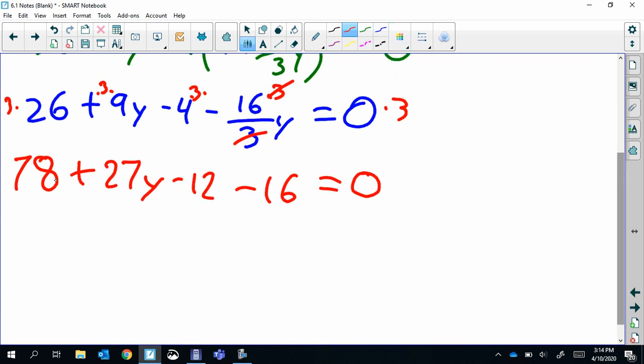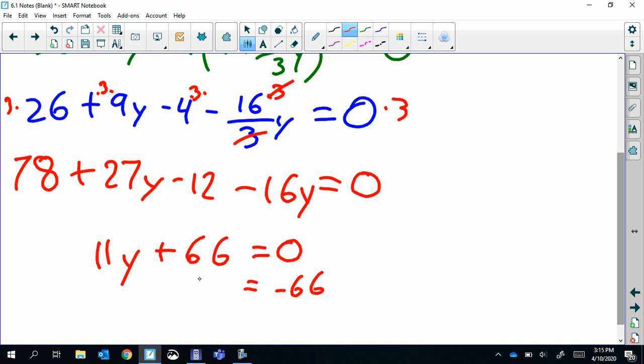Finish solving it. So get all of our numbers. Oops, let's have a y with it. Combine your y's. 27 minus 16 is 11y. 78 minus 12 is 66. So subtract the 66 over, divide by 11, you get y equals -6.